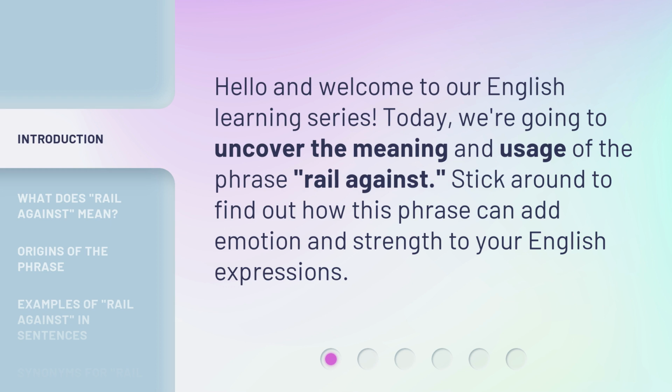Today, we're going to uncover the meaning and usage of the phrase "rail against." Stick around to find out how this phrase can add emotion and strength to your English expressions.